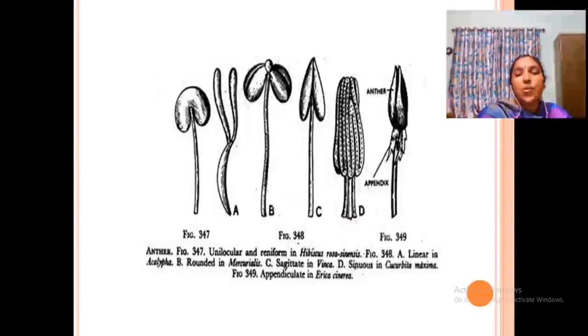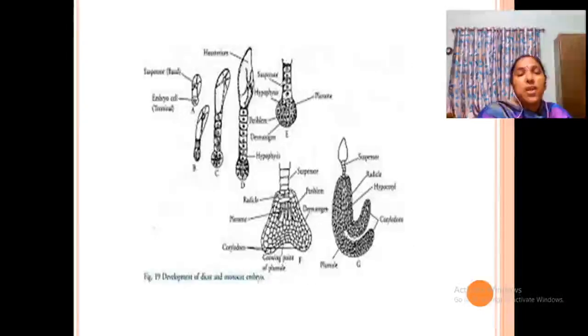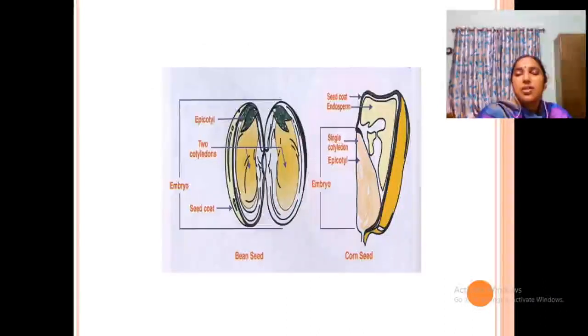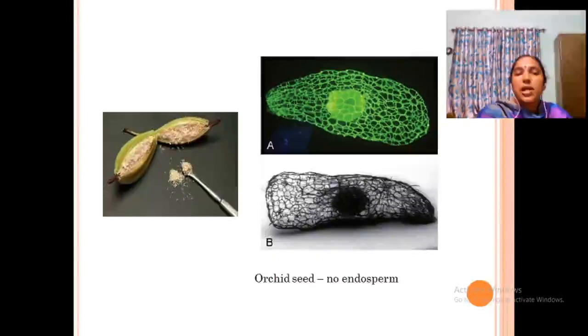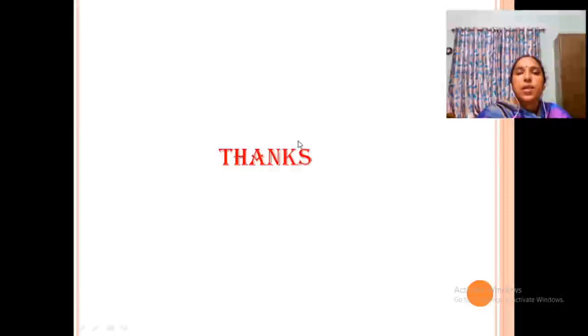See some of the unilocular reniform anther structures, the locules, how many microspores there are, in tetrads, how they are arranged. The development of the embryo, then the cotyledons: single, corn seed, monocot; bean seed, dicot; dicotyledons and monocotyledons. See, this is the structure in orchids. See how very small, microscopic microspores are arranged. No endosperm. So I am stopping here while discussing taxonomic evidences.